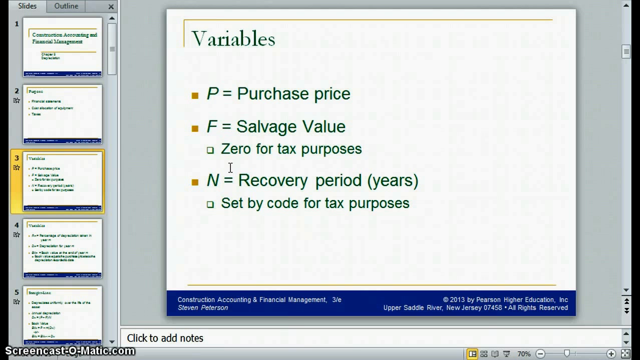Letter N is the recovery period. That is the number of years that the asset will be in service. And for tax purposes, we need to identify that, and the IRS or Internal Revenue Service will give us specific tables, a specific number of years for the different types of assets used by construction companies.